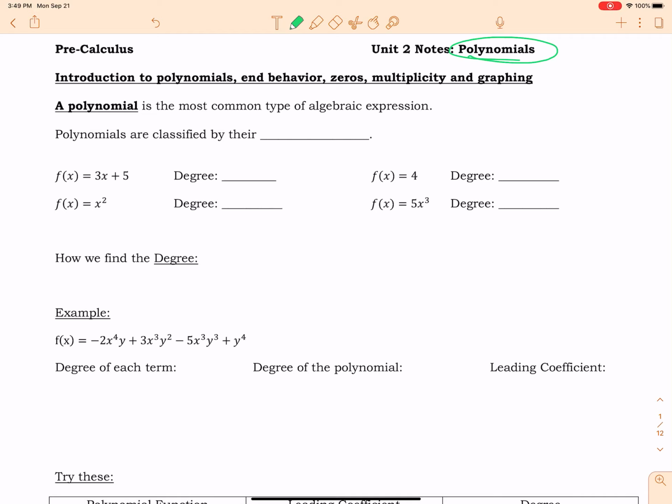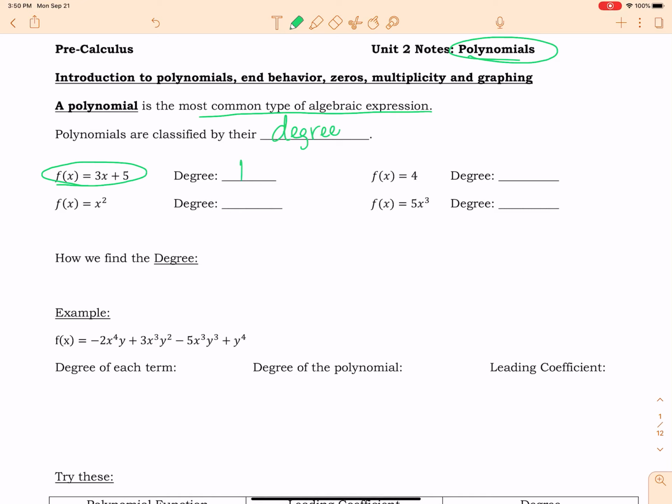Okay, so in this video, we're just going to talk about page 1 and this idea of what the degree of a polynomial is and what it means to us. A polynomial, of course, is our most common type of algebraic expression, and we do classify them by their degree. So how do we determine what the degree is? Well, we look at the exponential value of our variables. So let's look at this one right here. We've got f of x equals 3x plus 5. Well, it's 3x. X is to the 1 power, so the degree is 1.